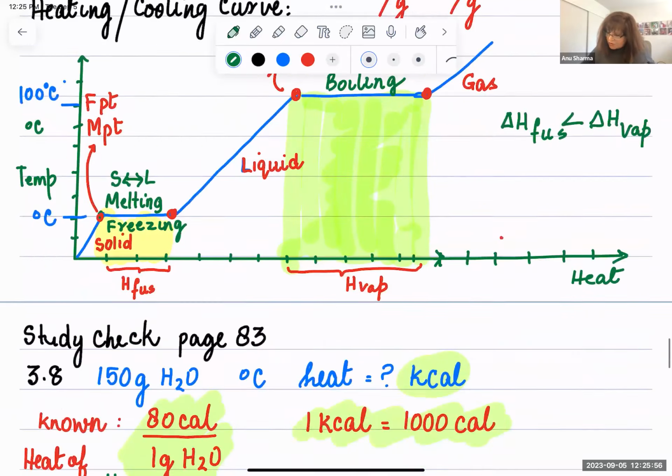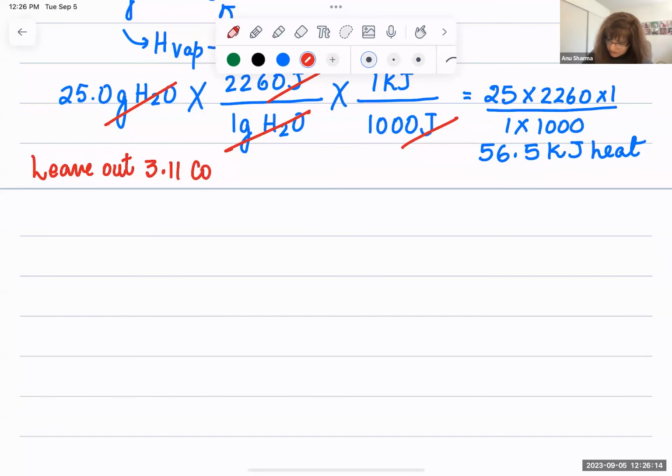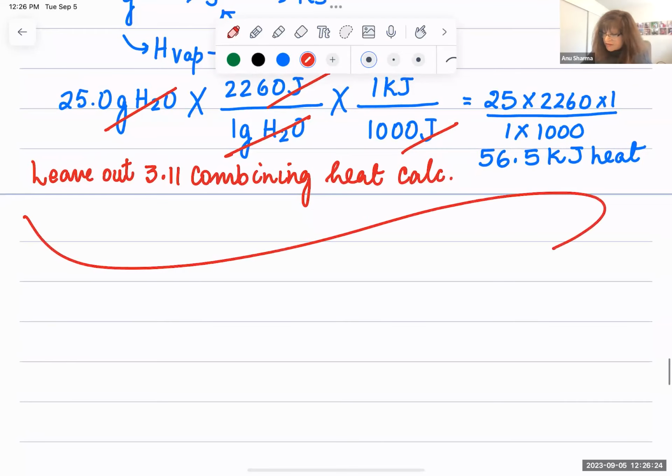Okay, guys? So after this, we studied all that, and that finishes it. You can leave out 3.11, because that's more complex, where you're doing combining heat calculations. Combining heat calculations. Okay, and that finishes this chapter.